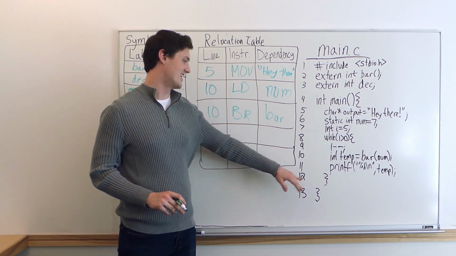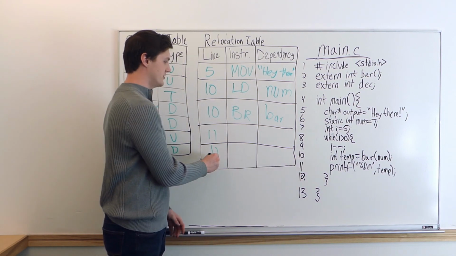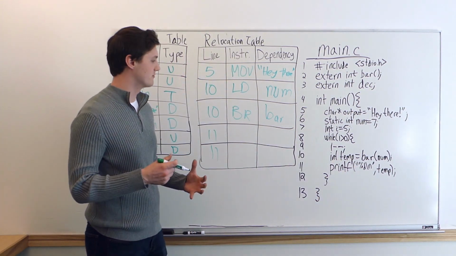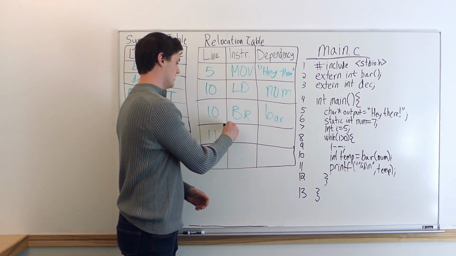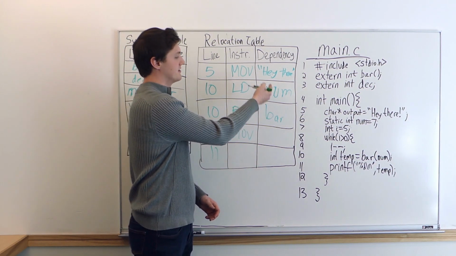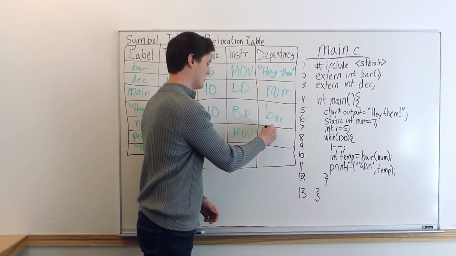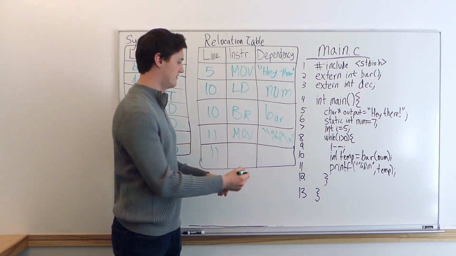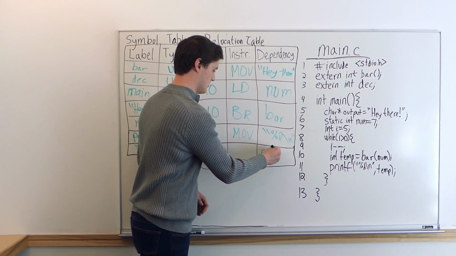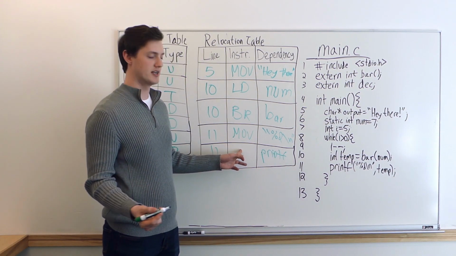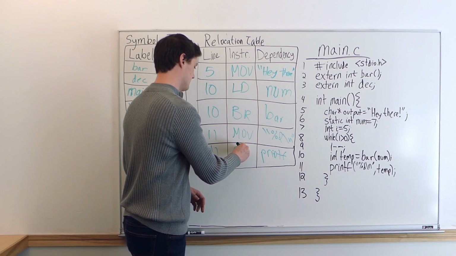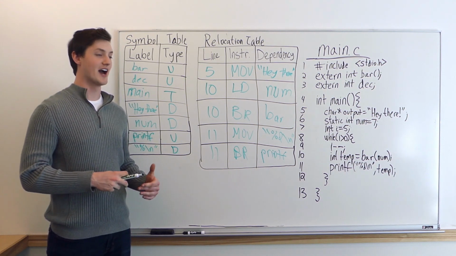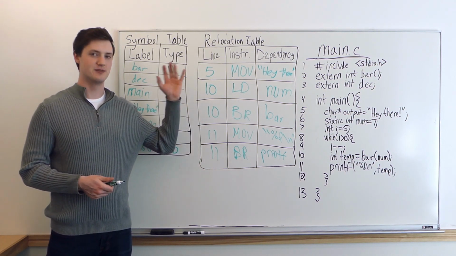So that's line 10. And now lastly, line 11. We have two more entries here. Things we've talked about before: we see a string literal, again really just putting this pointer into this function. So that's a move. And then the dependency there is the string literal. And then lastly, another function call to printf. And that's also a branch. So this is what the symbol and relocation tables would look like for the object file that is generated for this main.c code.